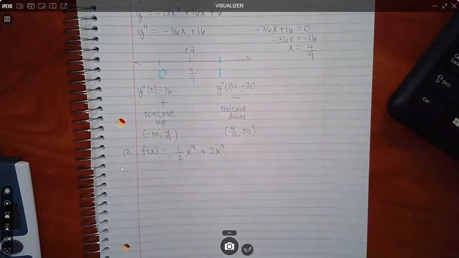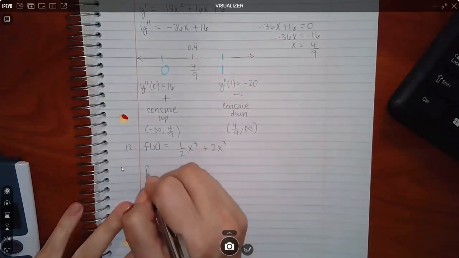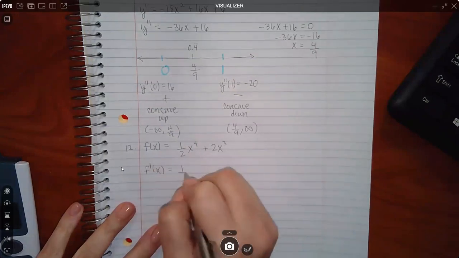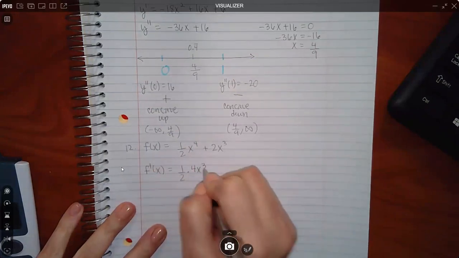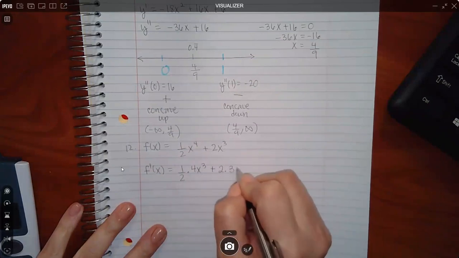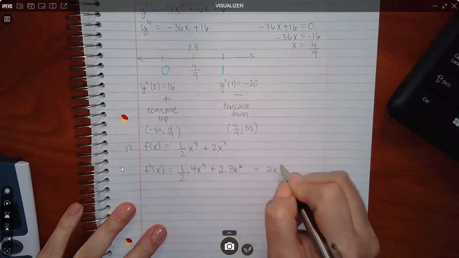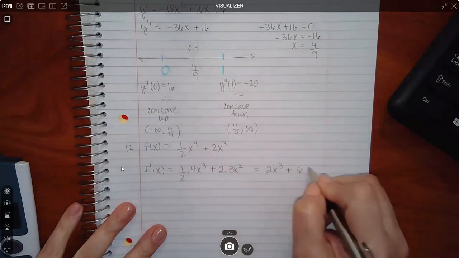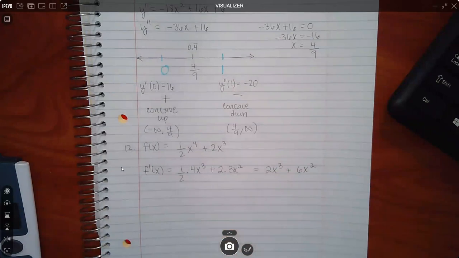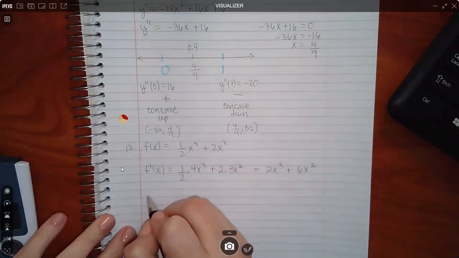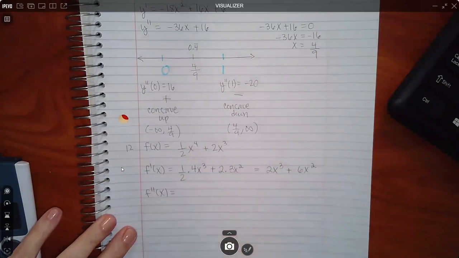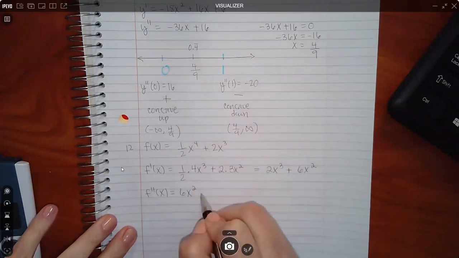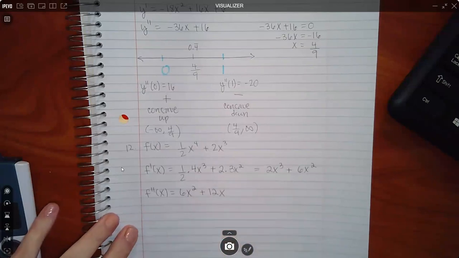But if it has to do with the changing in concavity, then how many derivatives do I need? We need that second one. You got it. So first derivative here, 1/2 times 4x cubed. And then 2 times 3x squared. So let me clean that up before I do the next derivative. Now we can do the second derivative. And that would be 6x squared plus 12x.